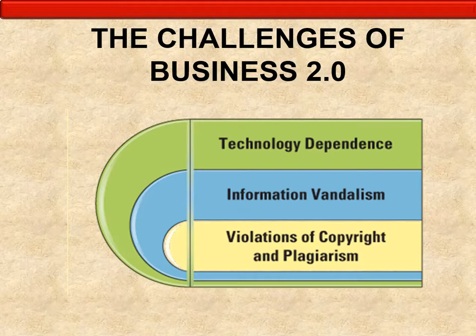First, technology dependence, then information vandalism, and then violations of copyright and plagiarism. E-business security includes encryption, secured socket layer, or SSL, and secure electronic transaction. Encryption is simply scrambling information into an alternate form that requires a key or password to decrypt.